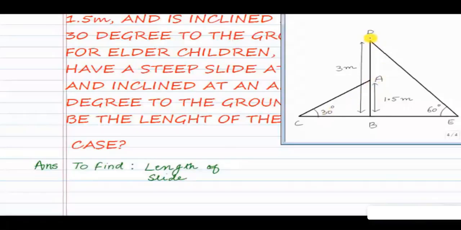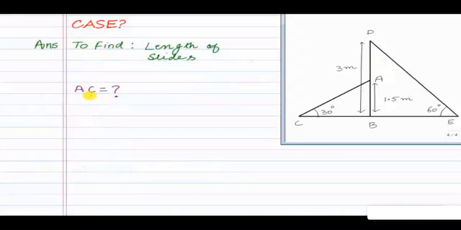And this slide DBE is for elder children. The height of this slide is 3 meters and it is inclined at an angle of 60 degree. In the given question, we have to find the length of slide. That means AC in this case and DE in the case of the slide for elder children. First we will find AC, that means length of the slide for the children below the age of 5 years.